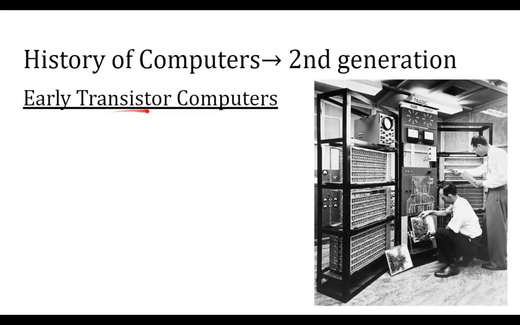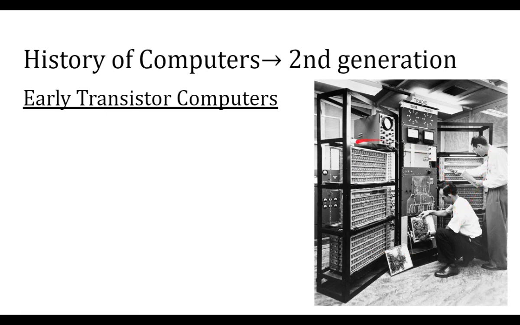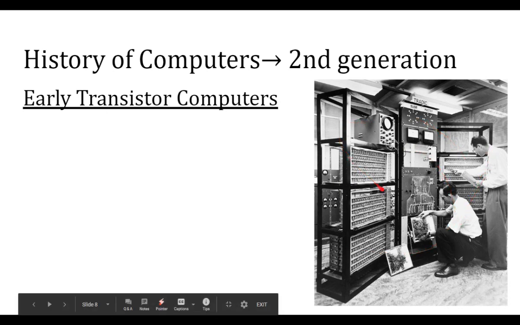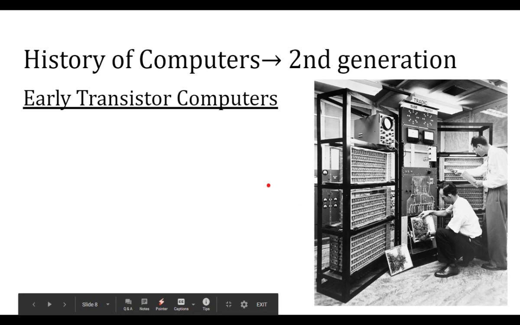So, second generation. Now, we've figured out how to use transistors, and so that's what you see in this picture here. We have a bunch of transistors, probably hundreds of transistors. You can see these guys standing here, so you get an idea of how big this computer is. They're going to put in some input, and it'll spit out a little piece of paper here with some information on it, some numbers or something.